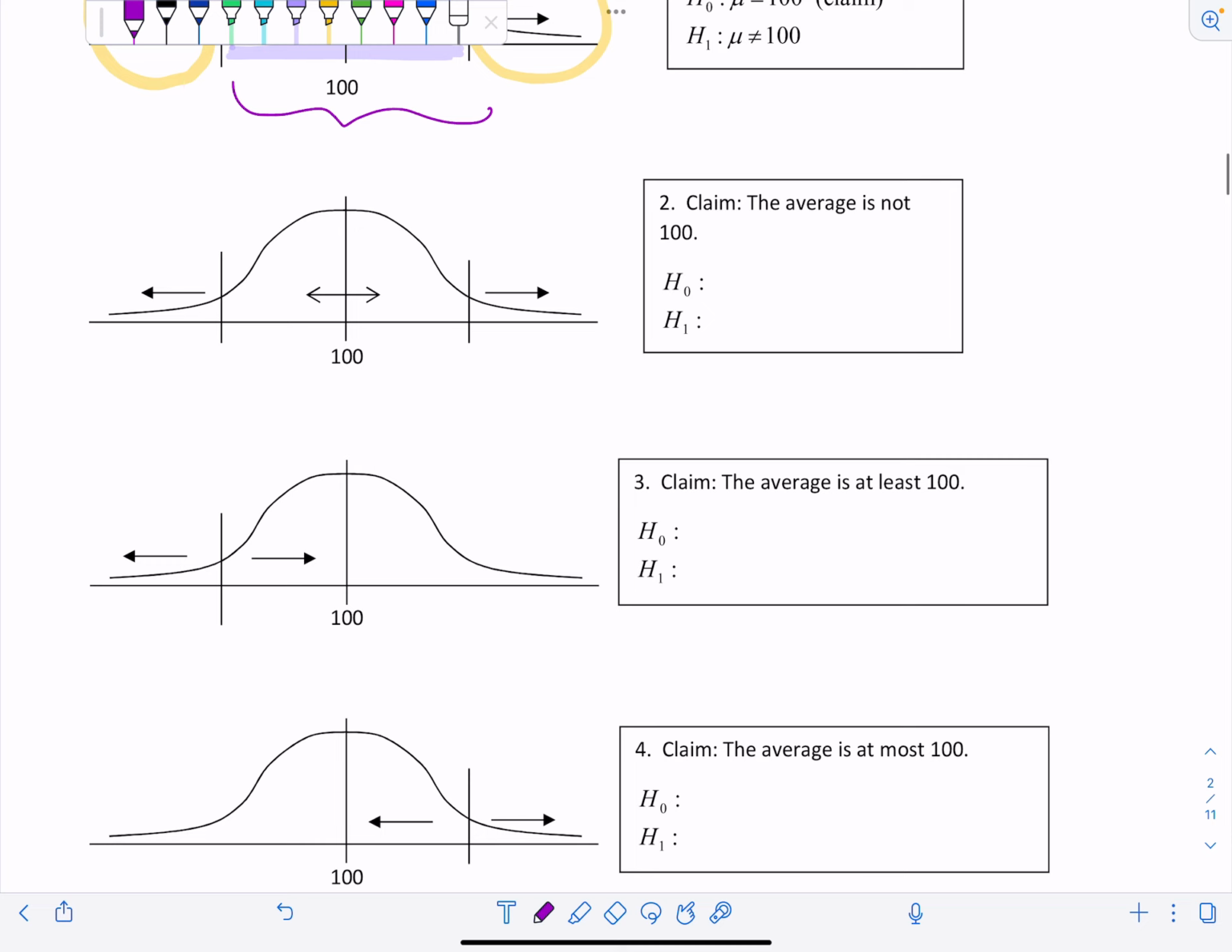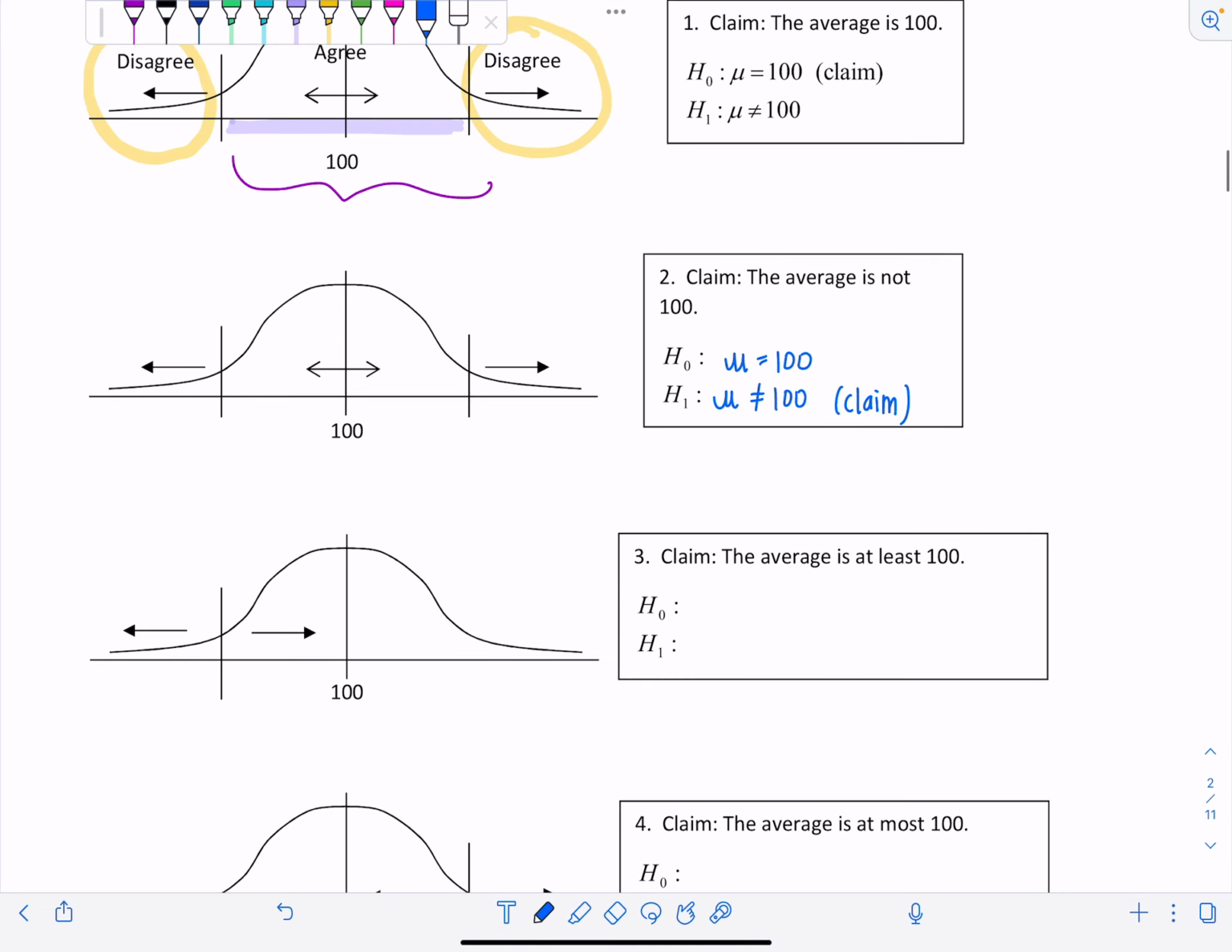So say for the next example, the claim is that the average is not 100. Okay, so the only difference now is if the average is not 100, that claim is in the alternative instead of the null. And the null is still that the mu is equal to 100. So where would you agree with the claim that the average is not 100? You would agree if it was much larger than 100 or much smaller than 100, right?